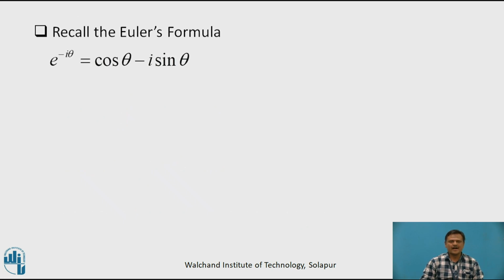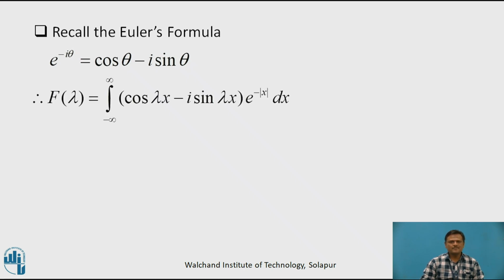Recall Euler's formula: e to the power minus i theta is equal to cos theta minus i sin theta. This formula we have learned in the 12th standard, and we require it to simplify our integral. Using this Euler's formula, we get f of lambda is equal to the integral from minus infinity to plus infinity of cos lambda x minus i sin lambda x, into e to the power minus mod x, dx. See, cos lambda x minus i sin lambda x is written in place of e to the power minus i lambda x. So Euler's formula is applied here.